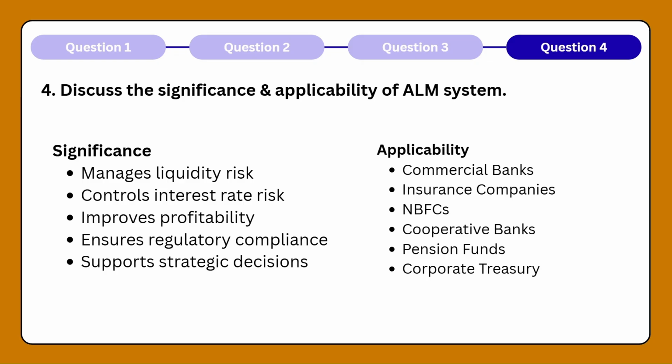4. Discuss the significance and applicability of ALM system. ALM significance includes liquidity risk management, ensuring adequate funds to meet obligations, interest rate risk control using gap and duration analysis, profitability enhancement through optimized asset liability mix, regulatory compliance meeting RBI and Basel guidelines, and strategic decision making for loan pricing and capital allocation. Applicability covers commercial banks, insurance companies, NBFCs, cooperative banks, pension funds, and corporate treasury for balance sheet risk management.